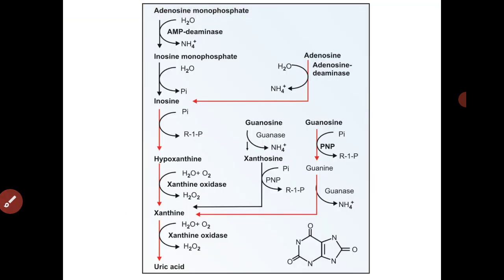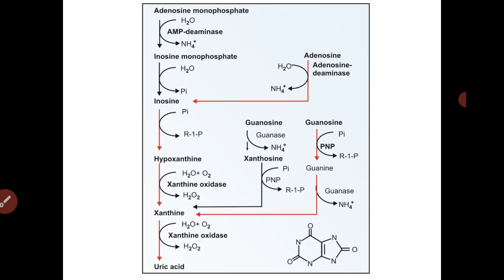Adenosine monophosphate is a purine nucleotide from which the amino group at the sixth position of the adenine is removed by adenosine monophosphate deaminase to form inosine monophosphate. From inosine monophosphate, a phosphate group is removed by phosphomonoesterase to form inosine. Inosine is a purine nucleoside from which ribose 1-phosphate is removed by purine nucleoside phosphorylase to form hypoxanthine.